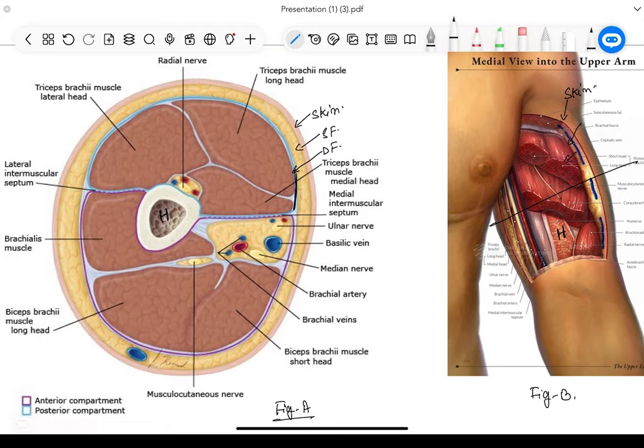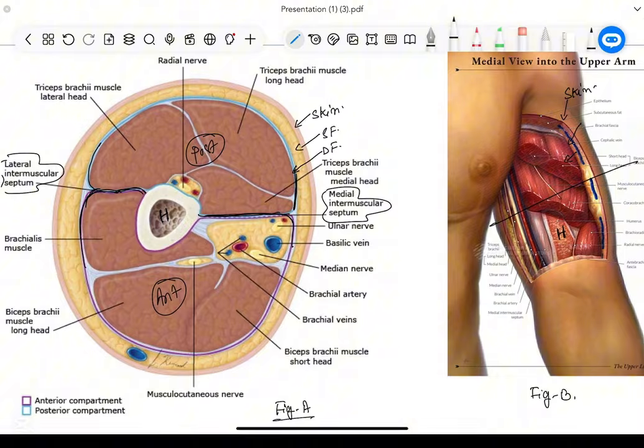Now, you can see on the screen the deep fascia moves inward from both sides, heading towards the humerus and forming a septum. The name of this septum is the intermuscular septum. On the lateral side it is the lateral intermuscular septum, and on the medial side the medial intermuscular septum. It is nothing but deep fascia, connective tissue. With these septa, the whole arm is divided into two compartments: one is the posterior compartment, another is the anterior compartment.